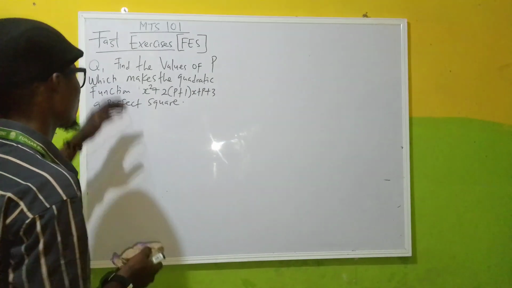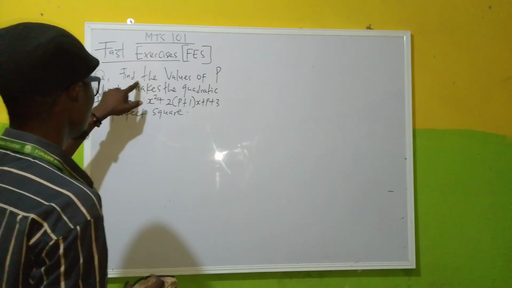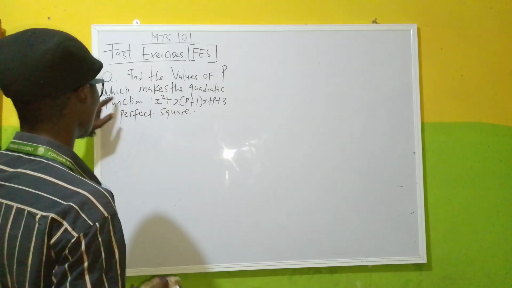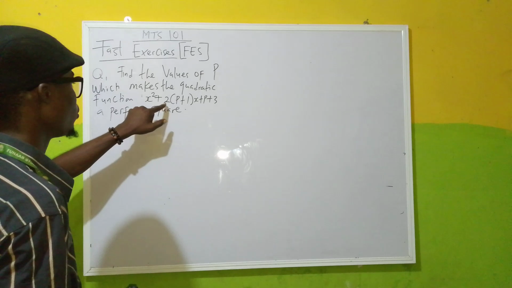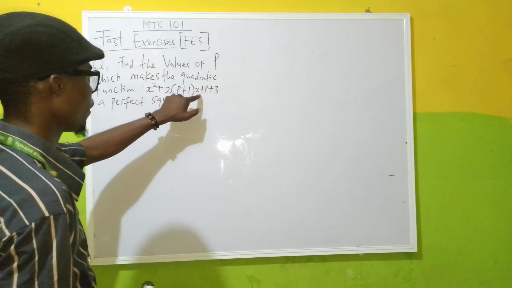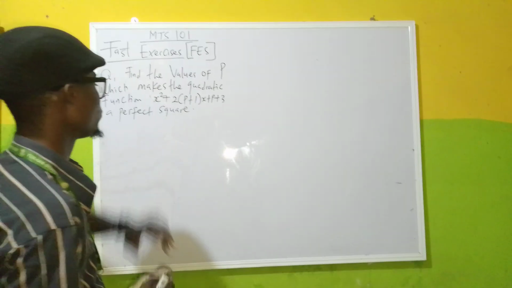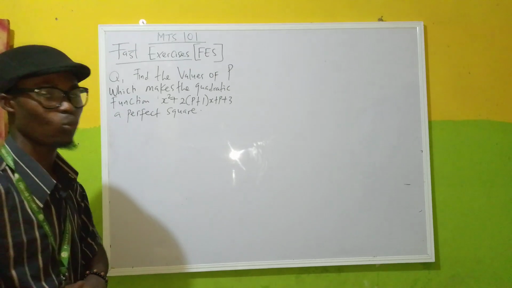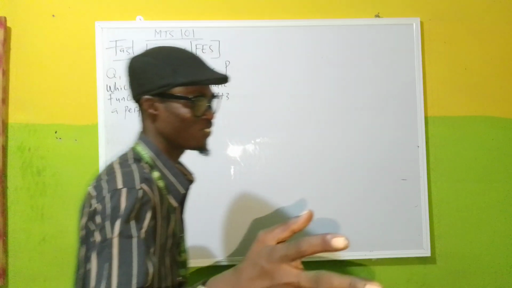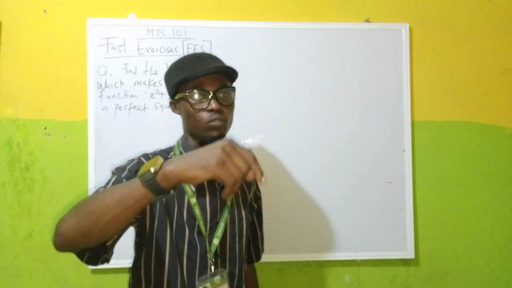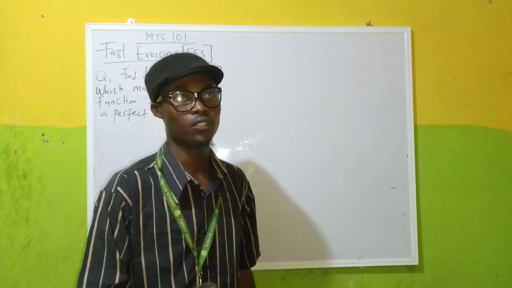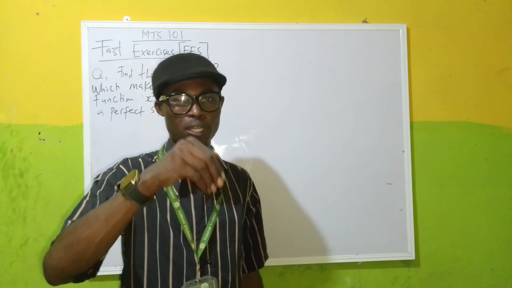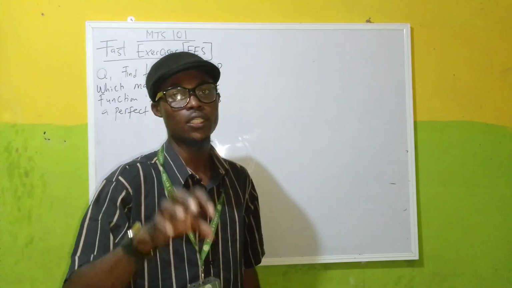Alright, MTS 101. Find the values of p which makes the quadratic function x squared plus 2(p plus 1)x plus p plus 3 a perfect square. What is a perfect square? A perfect square is a result gotten from a number multiplying itself. That is, if a number is multiplied by itself, what we get is what we call a perfect square.